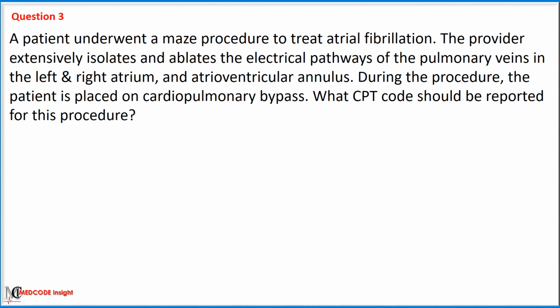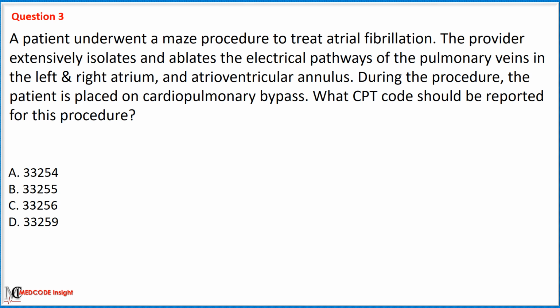A patient underwent a Maze procedure to treat atrial fibrillation. The provider extensively isolates and ablates the electrical pathways of the pulmonary veins in the left and right atrium and atrioventricular annulus. During the procedure, the patient is placed on cardiopulmonary bypass. What CPT code should be reported for this procedure?